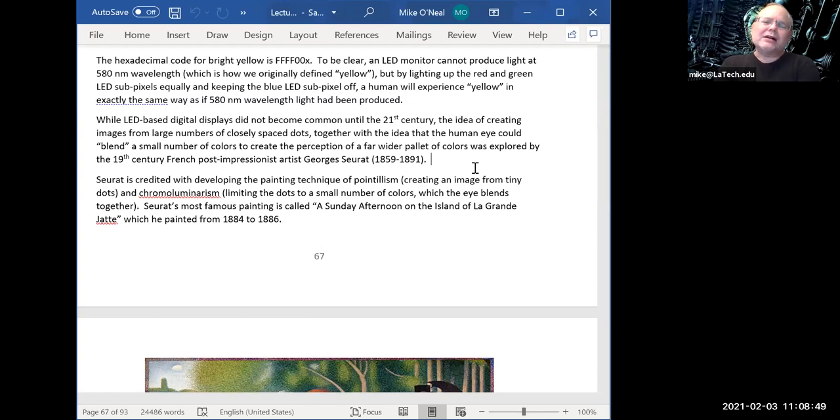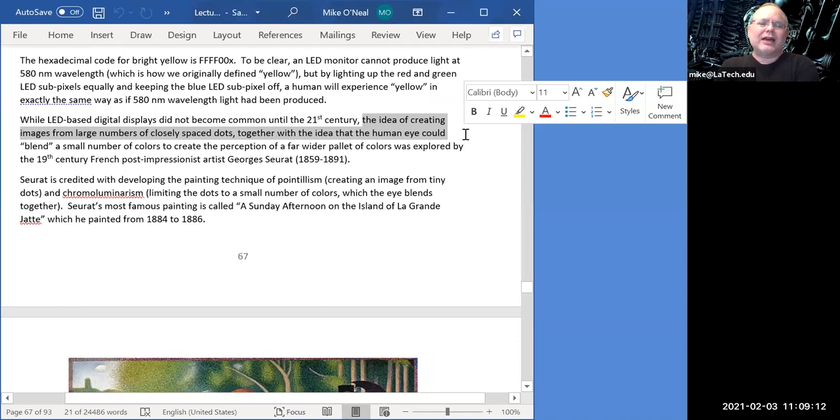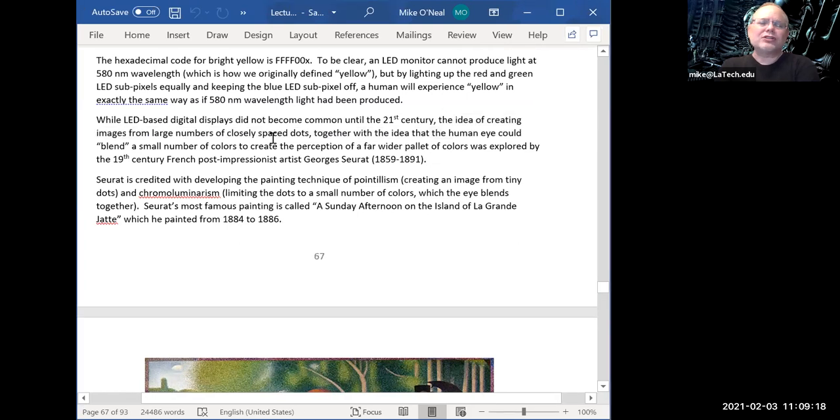So he developed a theory, and from that theory he developed a style of painting that was called pointillism. Basically, he had the idea of creating images by putting lots and lots of little dots next to each other. And he also had the idea that, well, if the dots are close enough together, I can use a small number of colors, and the human eye will blend those together to create colors that aren't actually there.